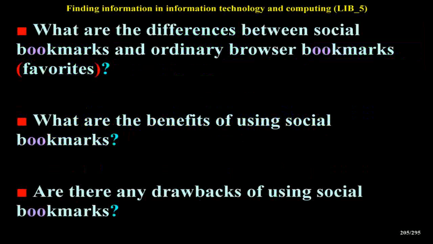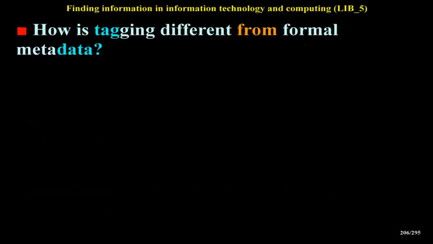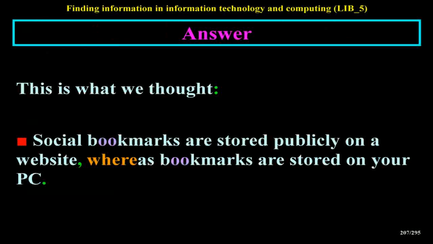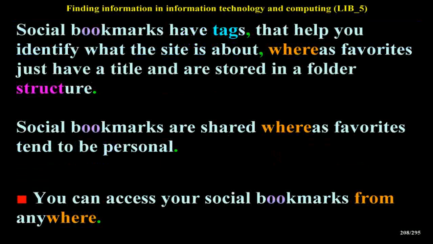Answer the following questions. What are the differences between social bookmarks and ordinary browser bookmarks or favorites? What are the benefits of using social bookmarks? Are there any drawbacks of using social bookmarks? How is tagging different from formal metadata? Answer. This is what we thought. Social bookmarks are stored publicly on a website, whereas bookmarks are stored on your PC. Social bookmarks have tags that help you identify what the site is about, whereas favorites just have a title and are stored in a folder structure. Social bookmarks are shared, whereas favorites tend to be personal.